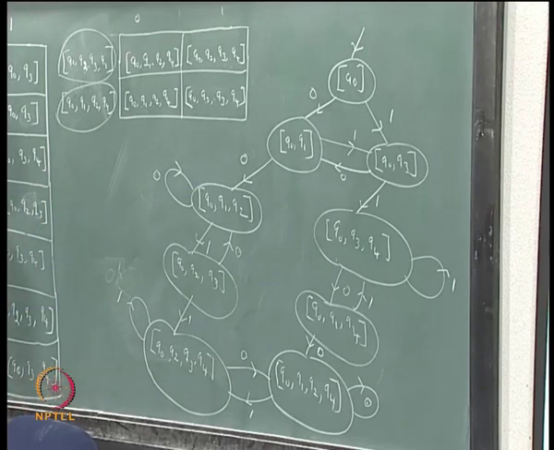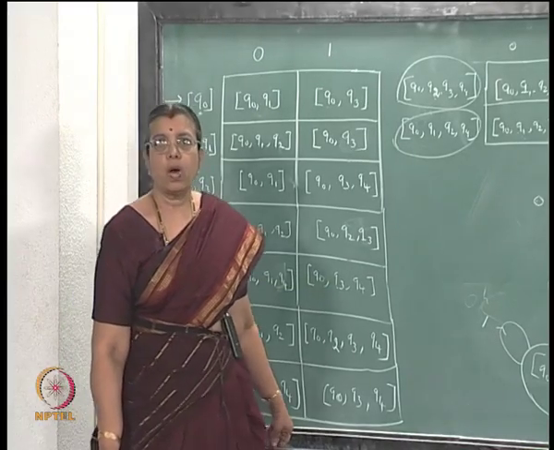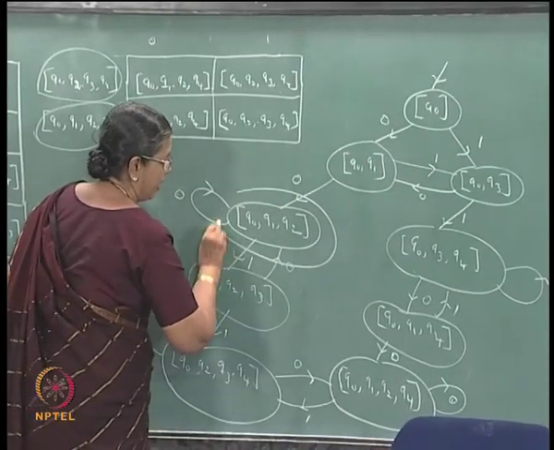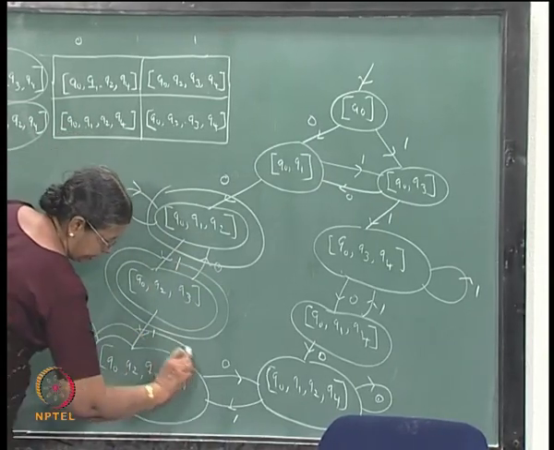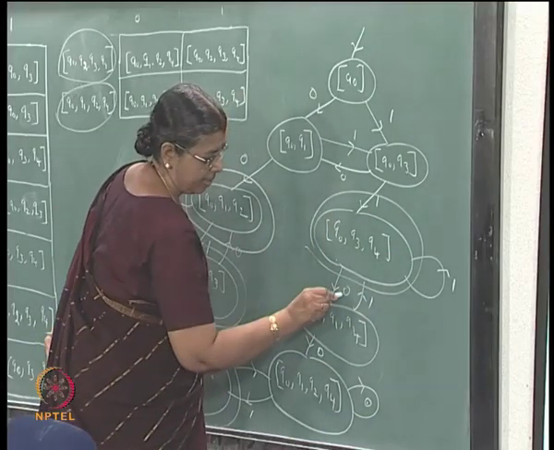So, the initial state we have marked. What are the final states? Any subset containing Q2 or Q4 will be a final state. So, this is a final state, this is a final state, and this is a final state. Again, all these are final states.